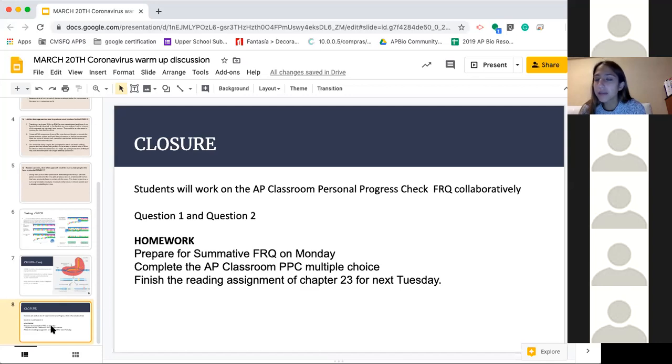Then you're going to complete this weekend the AP Classroom personal progress checks. There are multiple choice and FRQ. That's only for completion, right? Yes, that's for completion. For the FRQ, question number 1, if you want to, and question number 2, I'm thinking that you guys are going to be able to do it with no problem. Question number 1, if you want to work on that together, like have a little session where you're talking about this together, I'm allowing you to, because question number 1 is difficult. And then please remember that you're going to have to complete the reading of chapter 23 for next Tuesday. That's also all on Schoology. It's all been posted on Schoology.